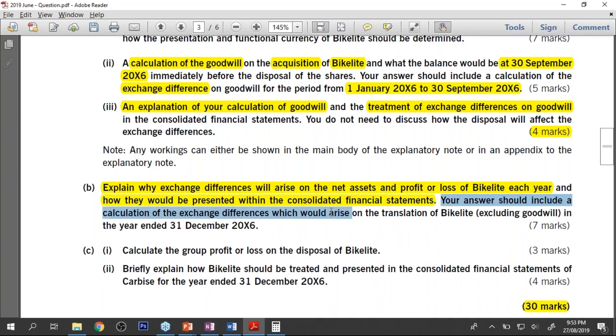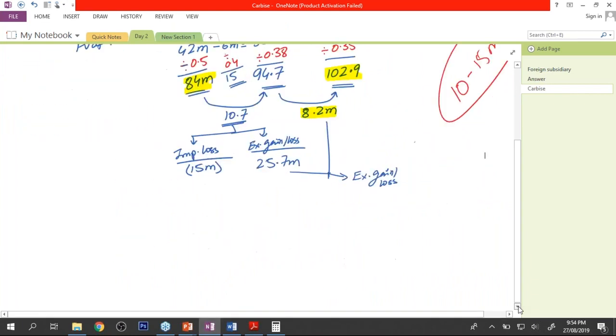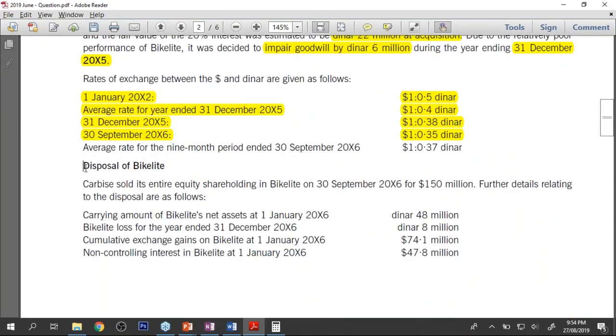Your answer should include a calculation of exchange differences which would arise on the retranslation of Bikelight excluding goodwill in the year ended 31st December 20x6. So we need to perform the calculation of exchange differences. Excluding goodwill means exchange differences arise only on two things, net assets and goodwill, so the question wants us to calculate the exchange differences on the net assets, which means the question wants us to calculate working number one actually. So if I go back upwards, this is the area from where we are going to solve the question.